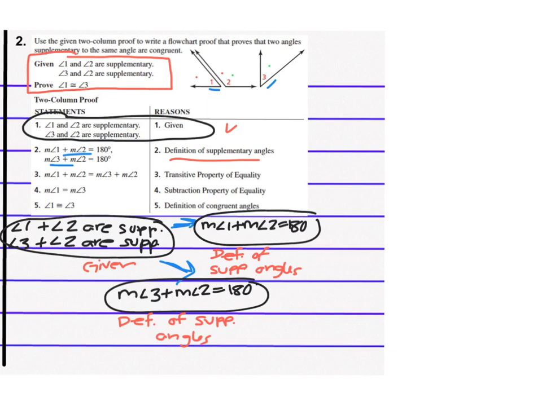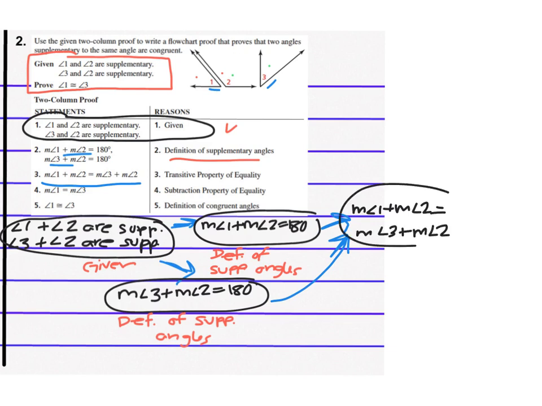Then what? Then I'm going to combine these into this line. The measure of angle 1 plus the measure of angle 2 equals the measure of angle 3 plus the measure of angle 2. Okay, my reason is the transitive property.